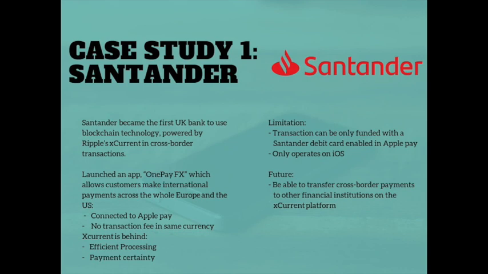The technology behind this app is Xcurrent, provided by Ripple, which essentially makes the process of checking information required to make transactions much quicker and does not require any cryptocurrency to work. There are two limitations about the app. The transactions can only be funded with a Santander debit card, which means it is not possible for a non-Santander customer, and it only works on iOS systems so far.